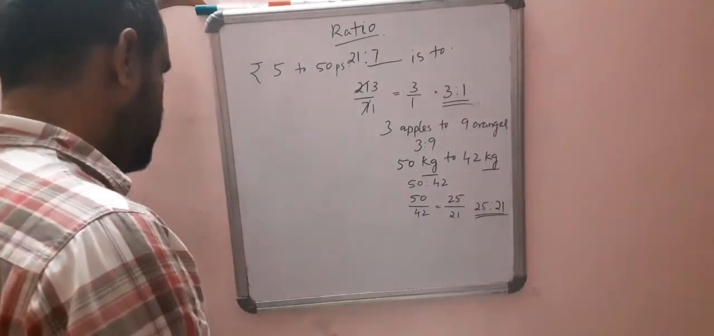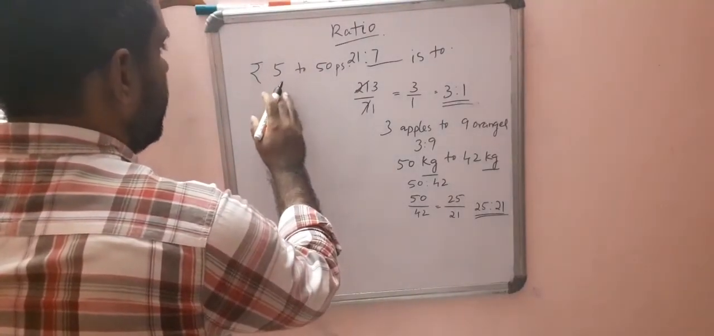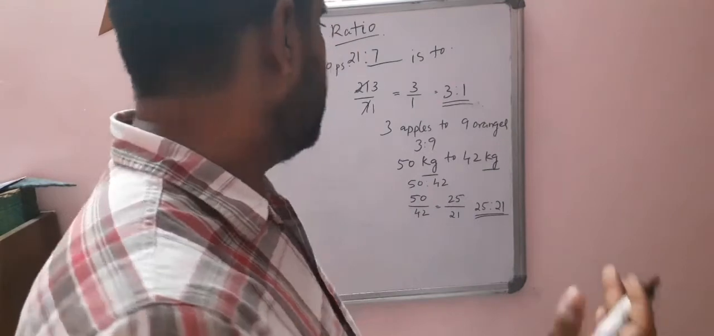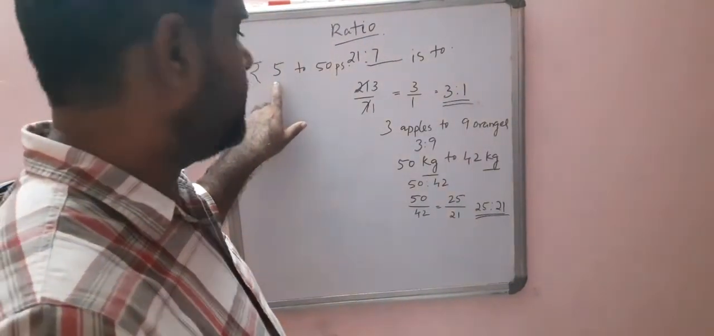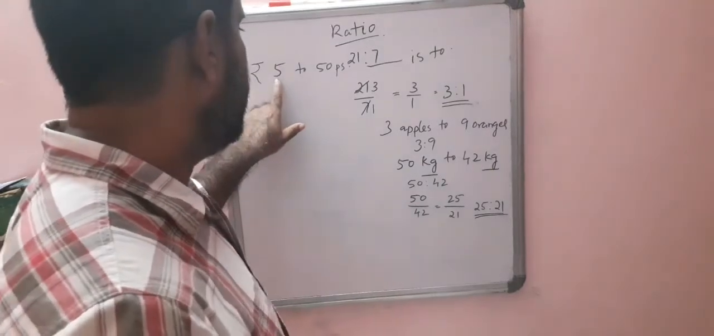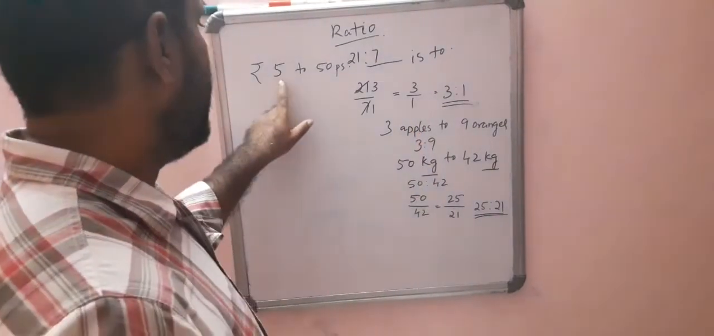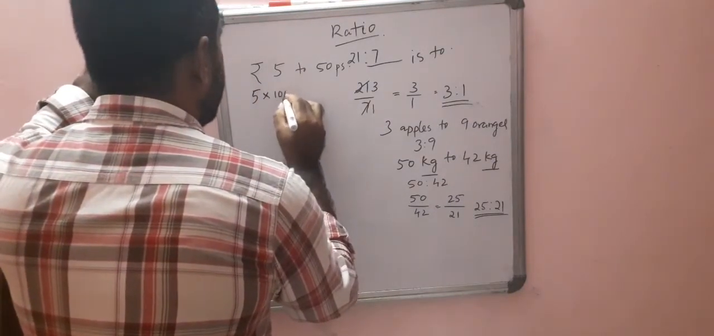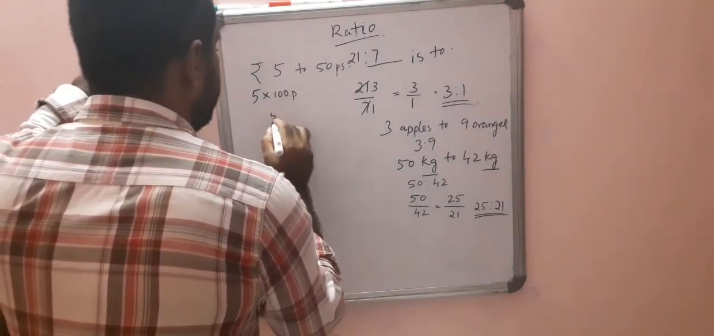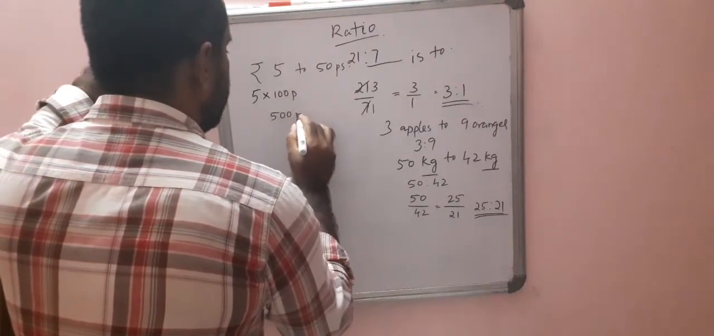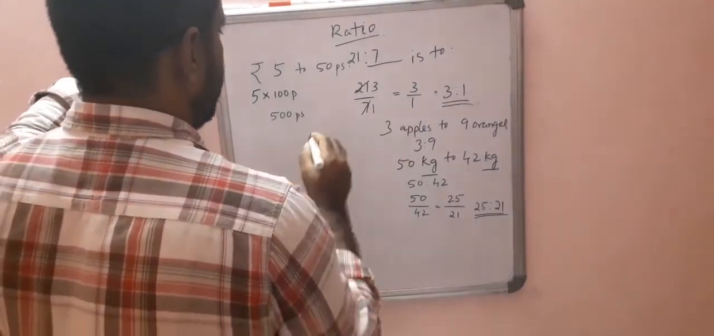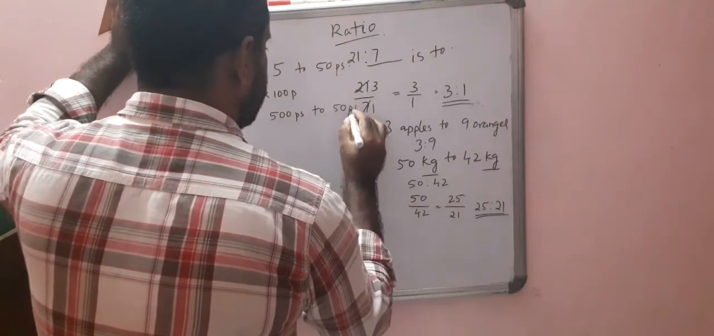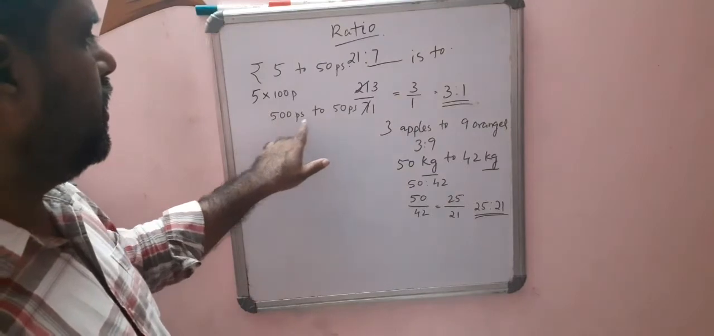So what we are going to do is make 5 rupees into paise. 5 rupees, how many paise is this? This is 5 into 1 rupee is 100 paise. So 5 rupees is 5 into 100 paise, right? Which is equal to 500 paise. Now you can find the ratio: 500 paise to 50 paise.